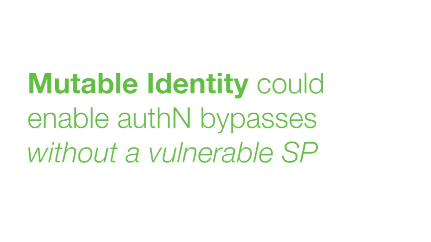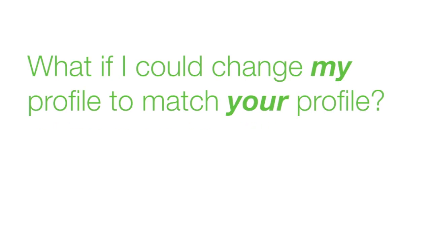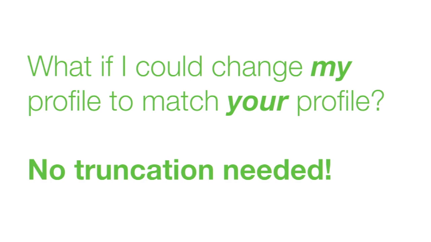So just as I demonstrated, mutable identity is a great pairing with a service provider that's vulnerable to the comment truncation bug. But in some cases, mutable identity could just be a vulnerability on its own. What if I could just edit my identity to become someone else? If my IDP was configured in this way, an attacker may not even need a comment truncation vulnerability. They may just be able to indirectly choose their name ID.